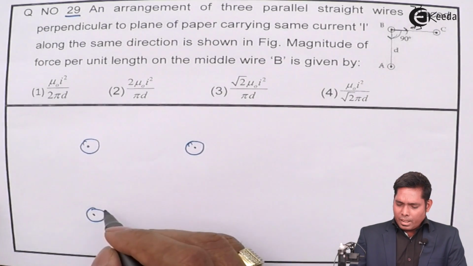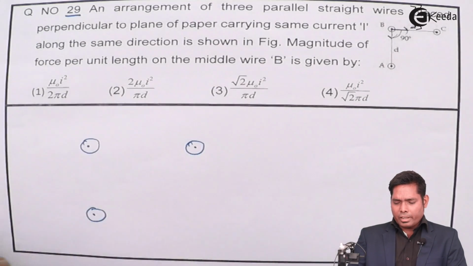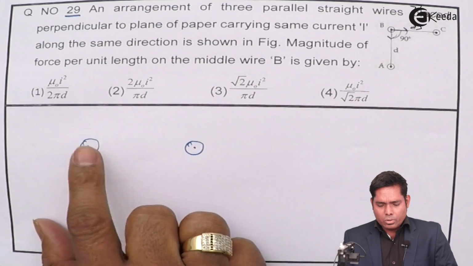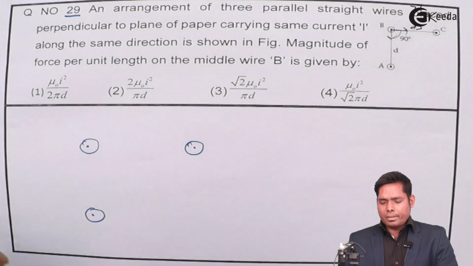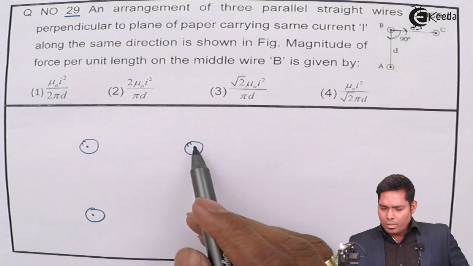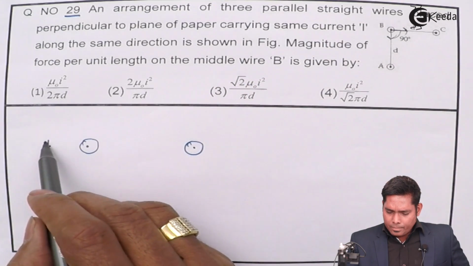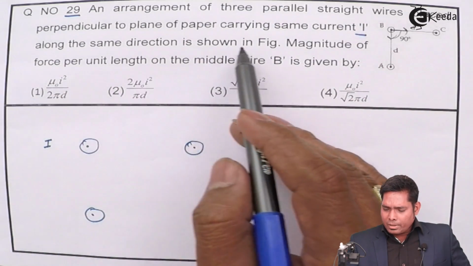So there are three conductors perpendicular to the plane. And all of these carry current in the same direction. This dot means the current is in upward direction, out of the paper. So in this conductor the current is up, in that conductor the current is up, and in the third one the current is also upward, and that current value is I.